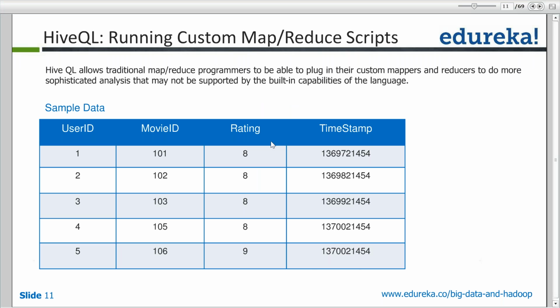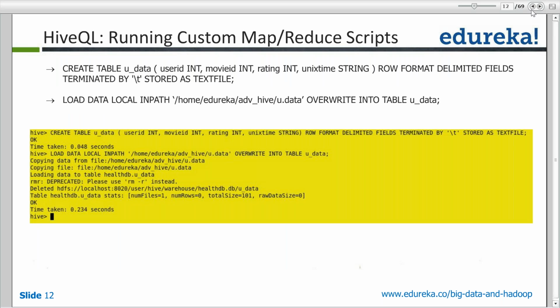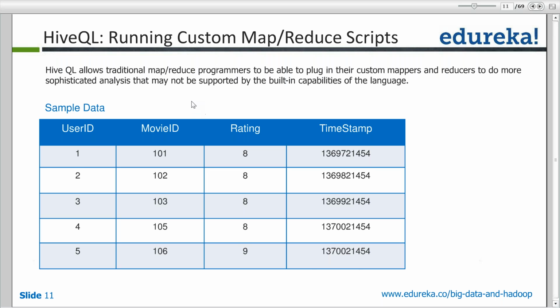Okay. Now let's say I want to run a custom MapReduce script. So here is an example. Let's actually read this. Hive query language allows traditional MapReduce programmers to plug in their custom mappers and reducers to do more sophisticated analysis that may not be supported by built-in capabilities of the language. Now, if you take an example, I have a table which has user ID, movie ID, rating, and timestamp.